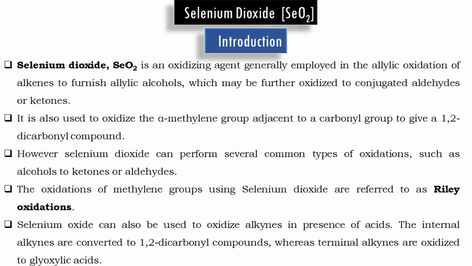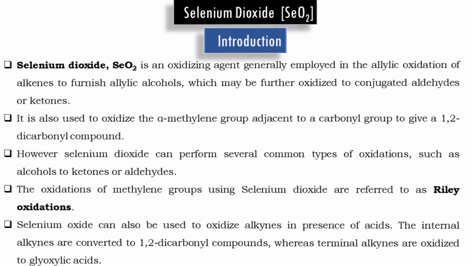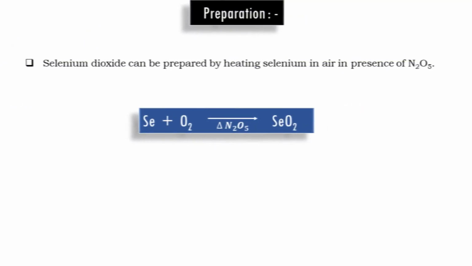Selenium dioxide can also be used to oxidize alkynes in the presence of acids. The internal alkynes are converted into 1,2-dicarbonyl compounds, whereas the terminal alkynes are oxidized into glyoxylic acids. Now its preparation. When selenium is reacted with oxygen in the presence of N2O5, it is converted into selenium dioxide. Now the next part is the most important part, that is the applications.